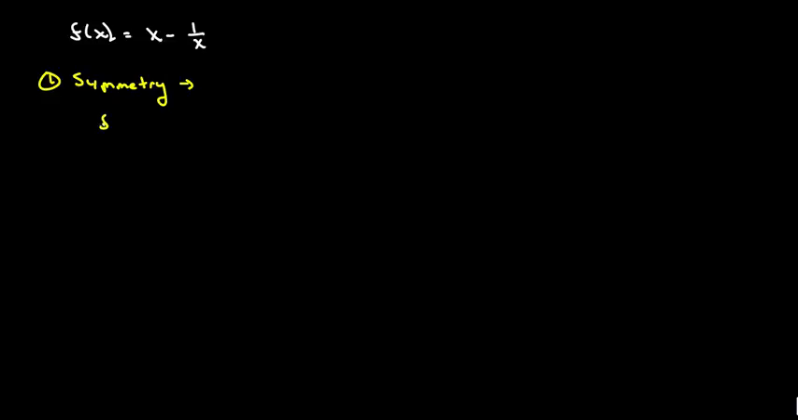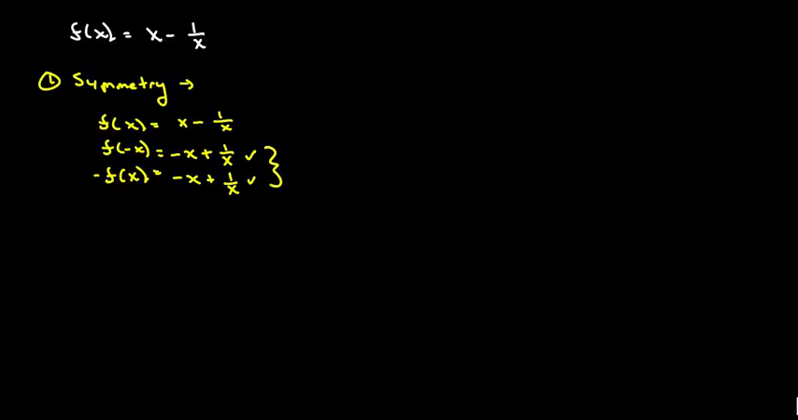To do that, we'll check f at x, f at negative x, and negative f of x. So of course f of x is just x minus 1 over x. F of negative x is negative x plus 1 over x. And negative f of x is negative x plus 1 over x. So the two that match are here, and this leads us to this being an odd function. So we know that there's symmetry along the origin.